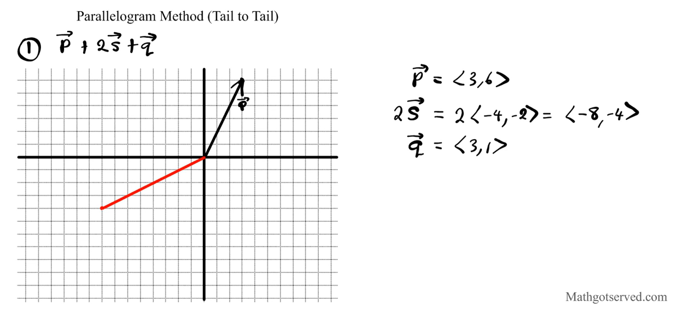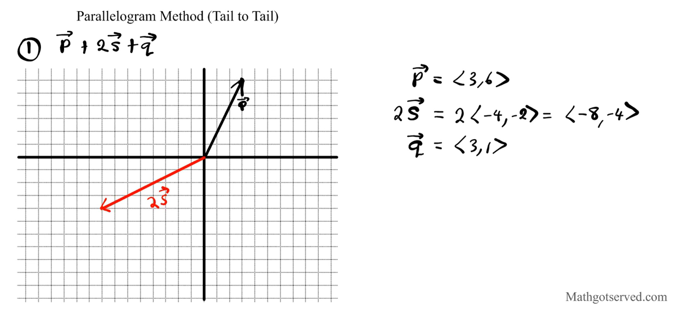To the tip, and we also have to label it. All right, this is vector 2s. Okay, next thing we're going to graph is we're going to use the parallelogram method to find out what the sum of these two vectors is.